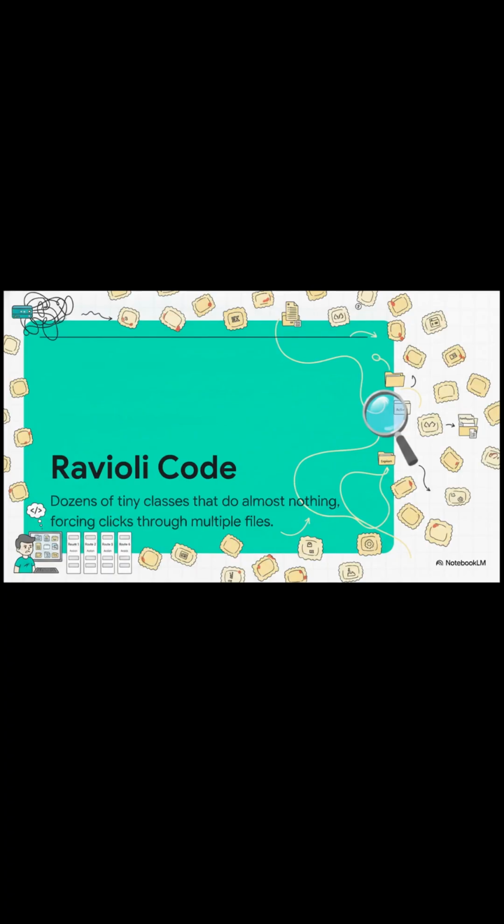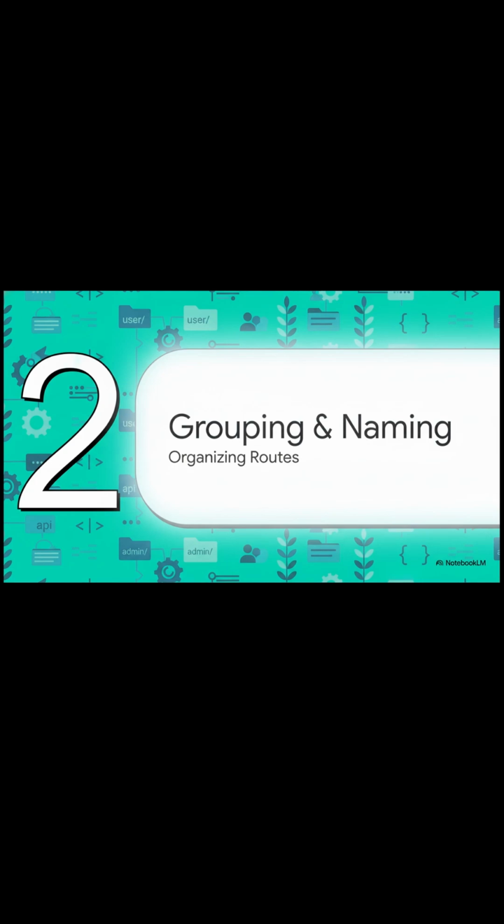For example, if you're a solo dev building a simple 5-route CRUD app, you definitely don't need dedicated form requests and actions for every single endpoint. A controller with 5 lines of validation is perfectly fine. The goal of this explainer isn't to wrap everything in endless layers of abstraction. It's just to organize things logically. Moving right along to Section 2, grouping and naming routes.